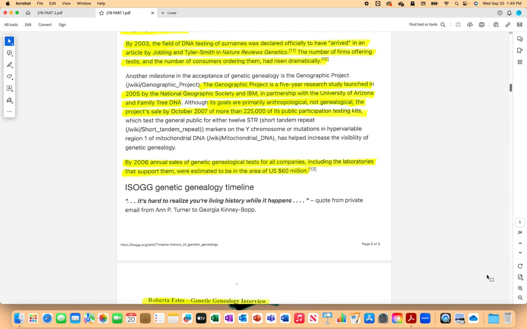By 2006, annual sales of genetic genealogical tests for all companies, including the laboratories that support them, were estimated to be in the area of $60 million.